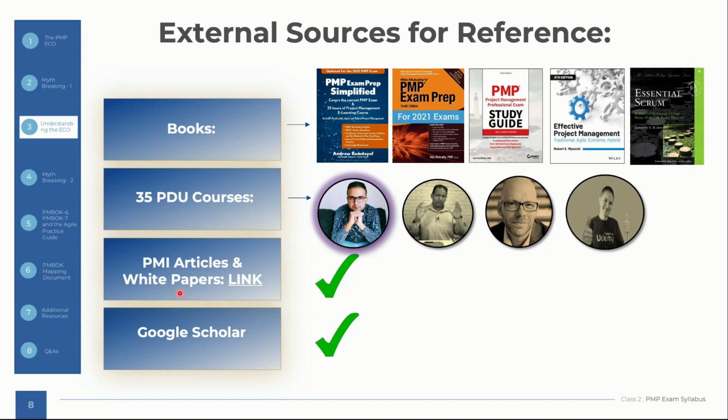Okay, and apart from that, I would also encourage you to go to the PMI library and study the white papers and articles on the subjects mentioned in the ECO. For example, if you need a better understanding of any one topic mentioned in the PMP ECO, you can go to the PMI library and read up about that topic a bit more so that your understanding gets better. And the final external resource is Google Scholar. It is a vast repository of good papers, articles, conference publications, etc. So it is always a good idea to explore Google Scholar as well when you are preparing holistically, keeping the PMP ECO as your reference.